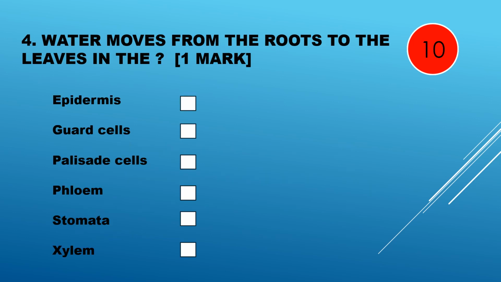Question 4. Water moves from the roots to the leaves in the epidermis, guard cell, palisade cell, phloem, stomata, or xylem. Water moves from the roots to the leaves in the xylem.